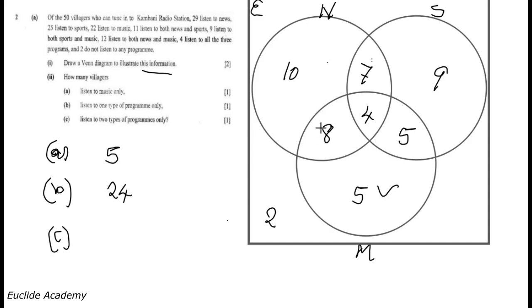And then we've got C, which says listen to 2 types of programs only. So this listens to 2 types, these to 2 types, and those to 2 types. So we can say 8 plus 5, that gives us 13. 13 plus 7, that gives us 20. So those who listen to 2 types of programs only, that gives a total of 20. So that is how we solve these Venn diagram questions.